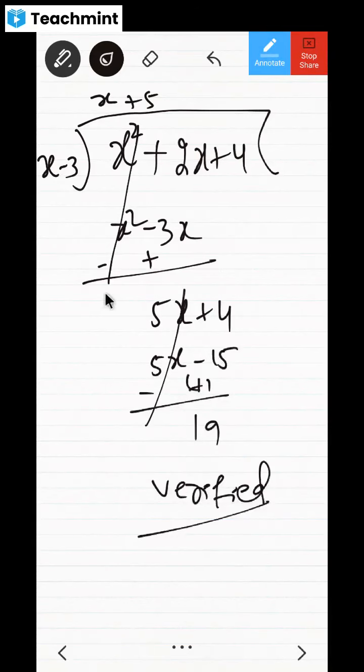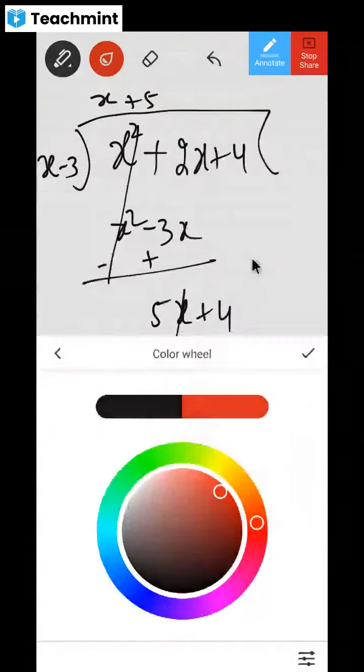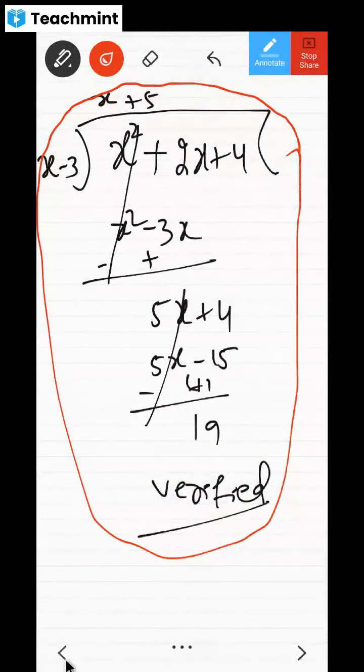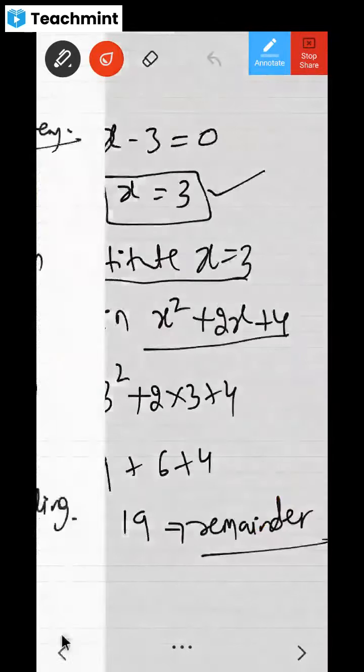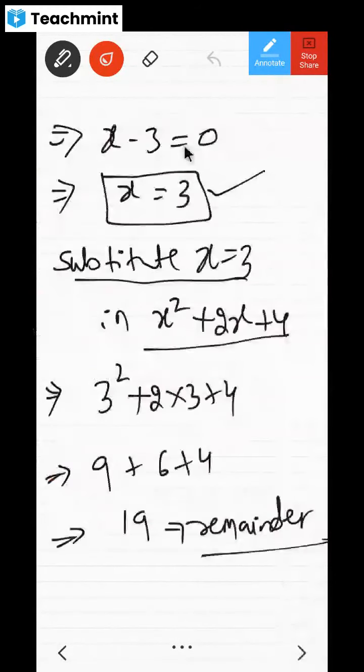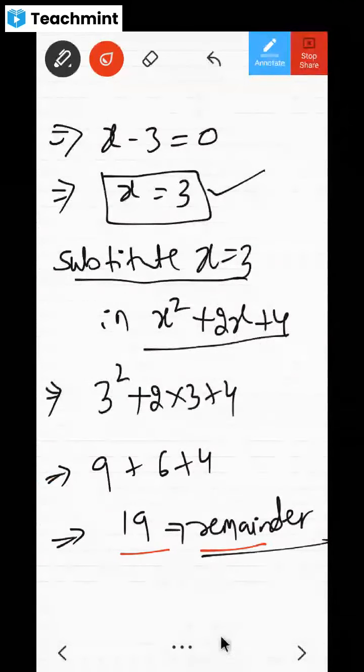Okay. No need to do this verification. Just for your sake, I have done this, just for the first problem. So whenever they are asking to find the remainder when something is divided by something else, you have to make this divisor equal to 0. Then you have to substitute that value into the dividend. Whatever you get, that is the remainder. Clear, dear children?